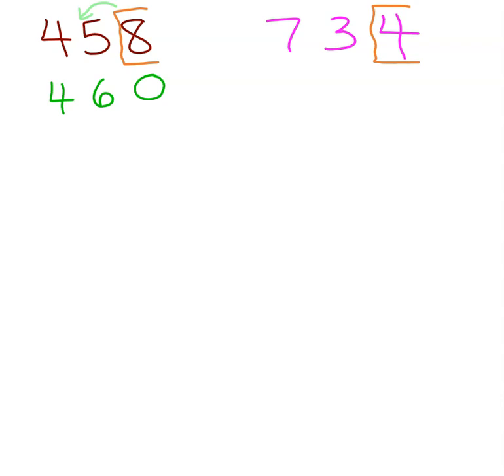So this is not up to 5, so we're going to replace this with a 0. Now we're going to round down, so we're going to have our 3, and then we have 7 here again. Okay, let's do one more example.